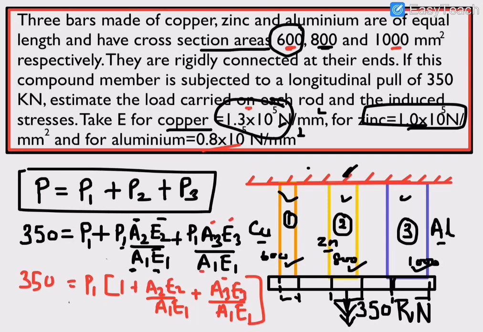After calculating the value of P1, you can eliminate. Just put the value of A2, E2, E1 and calculate the value of P1. They have given 350 kilonewton. Then you replace this with 350 into 10 to the power 3 Newton. Okay? Then you get the value of P1 here in the format of, I suppose, Newton per mm square. Okay. After calculating, fill this blank and send it to me in the comment.